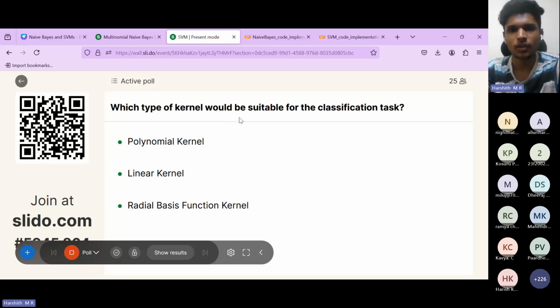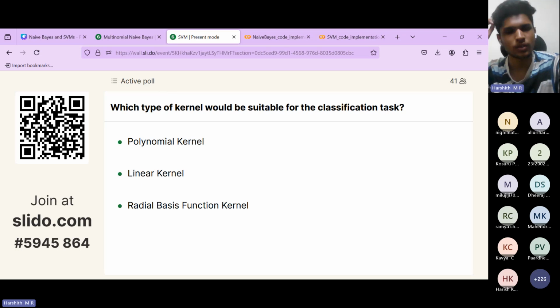Which type of kernel would be suitable for that data? The data was 2 concentric circles, and you need to tell which type of kernel would be used in this case. I'll give you 2 minutes to answer the question.